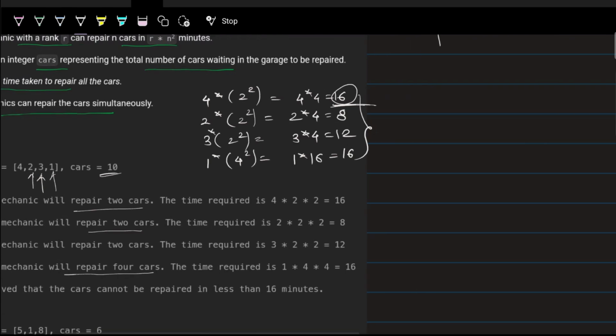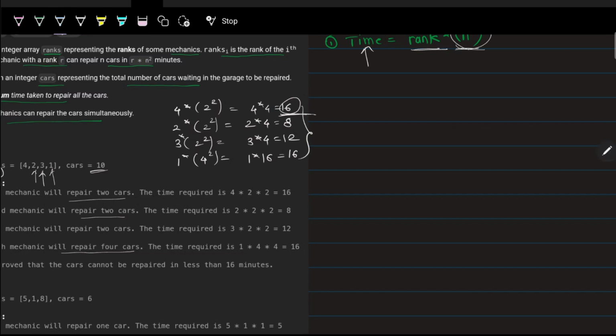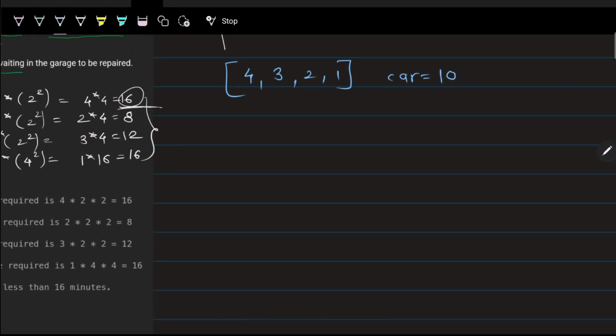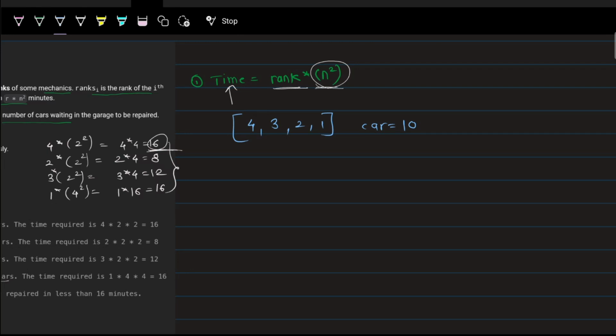Now let's understand this problem with a simple intuition. The array given to us is 4, 3, 2, 1, and cars is equal to 10. Using these mechanics with the ranks given here, we have to repair 10 cars. The time for a single mechanic is the rank times n squared. So what is the maximum possible time in the worst case?